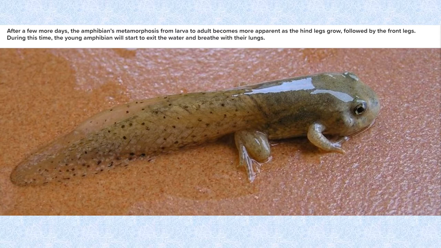After a few more days, the amphibian's metamorphosis from larva to adult becomes more apparent. That means more clear, as the hind legs grow, followed by the front legs. During this time, the young amphibian will start to exit the water and breathe with their lungs. Even now, it doesn't really look like a frog, does it?